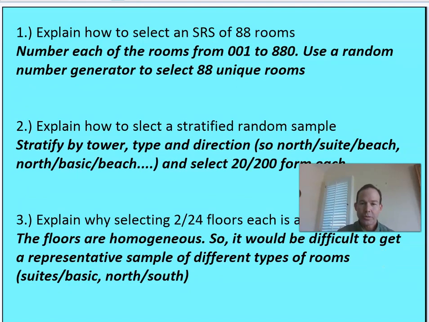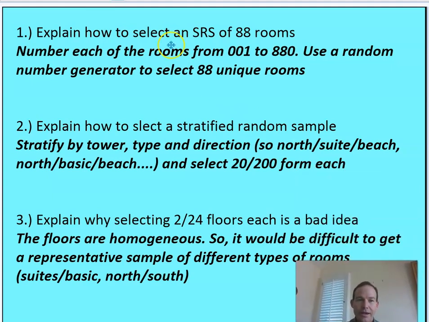All right, so the way that I set this up was, for the first selection, I'm going to number each of the rooms from 1 to 880. I'm going to use a random number generator to select 88 unique rooms. So this is a simple random sample. Second is a stratified random sample. So I'm going to stratify by tower type and direction, and then select. There are 200 of each. I'm going to select 20 of 200 for each.